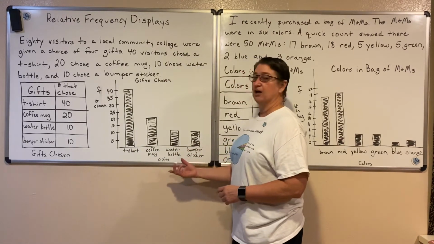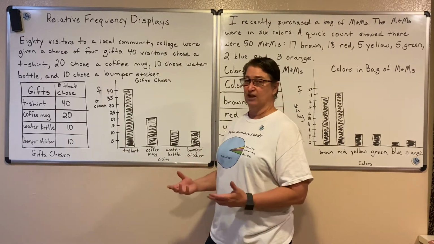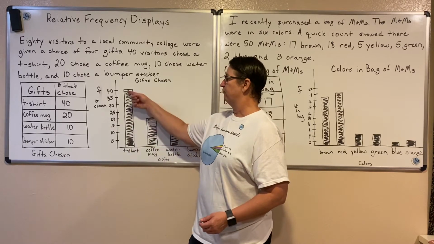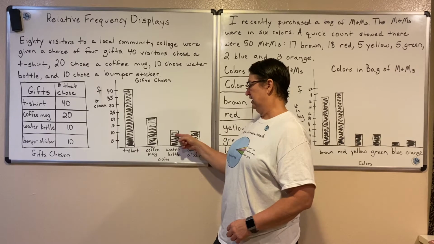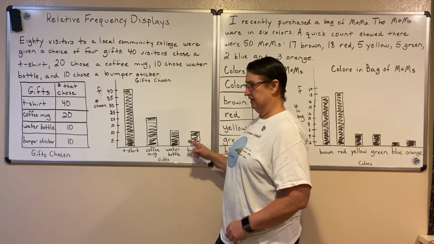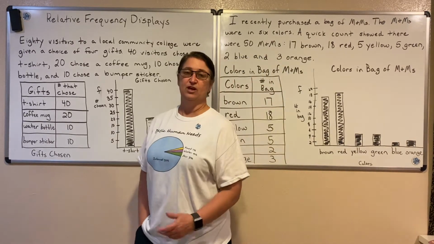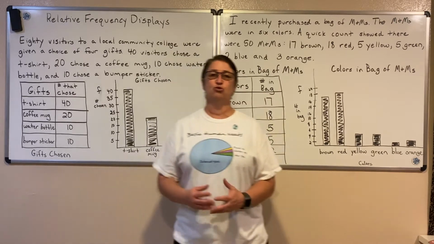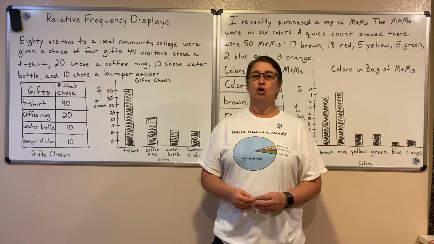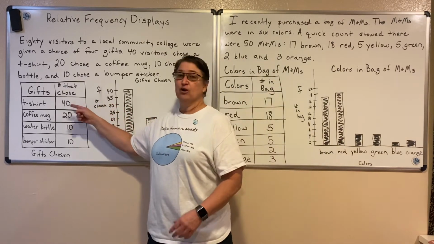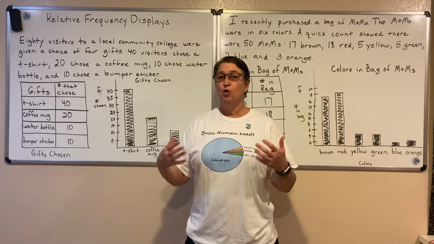And we also made a bar graph that showed those same frequencies, that we had 40 t-shirts, 20 coffee mugs, 10 water bottles, and 10 bumper stickers. In this video, we're going to look at turning those into relative frequency displays. So 40 in relation to how many.